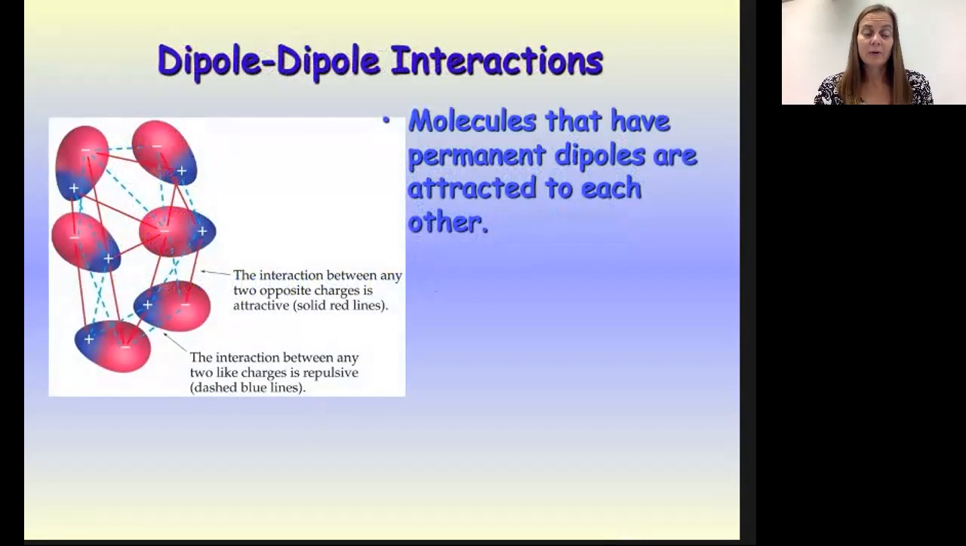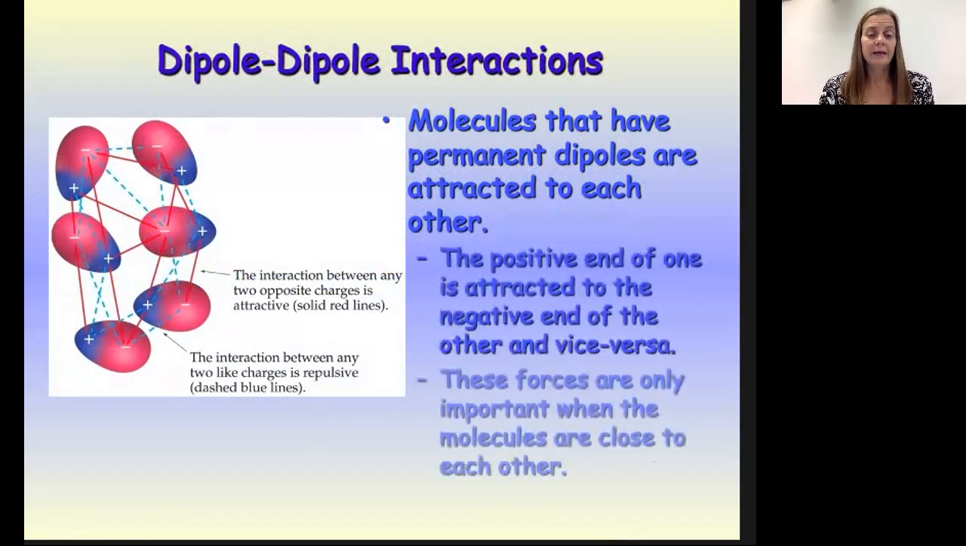Next type of dipole interaction is what we call a dipole-dipole interaction. So now we're talking about two molecules that are both dipoles. And because they have permanent dipoles, they're polar molecules, they are attracted to each other. So positive end attracted to negative end. And this is a relatively strong intermolecular force, weaker than hydrogen bonding, but still relatively strong.